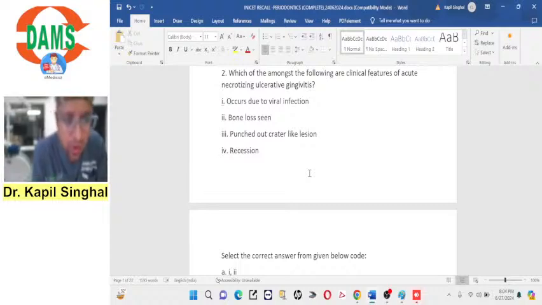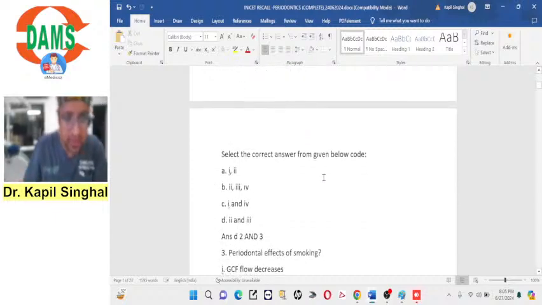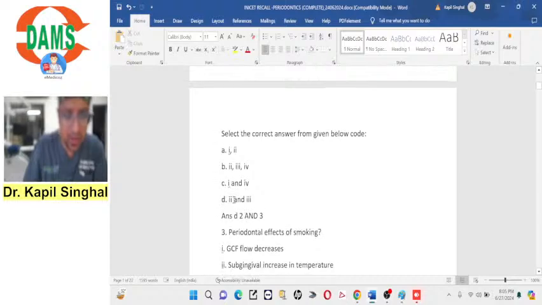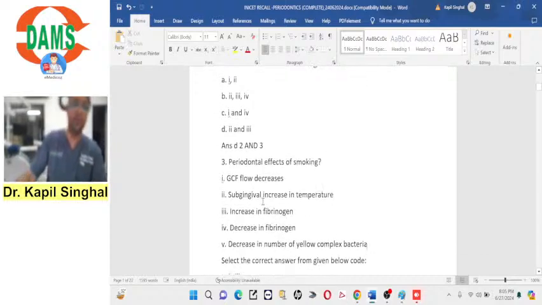Secondly, bone loss is seen. We all know that bone loss is seen, so this is correct. The third is punched out crater like lesion. This is also correct. And fourth is recession. This is wrong because you know ANUG is a necrotic disease, so no recession is seen. So this is a wrong statement. So ideally options 2 and 3 are correct. So this is a multiple choice question, and our answer would be D here, 2 and 3.